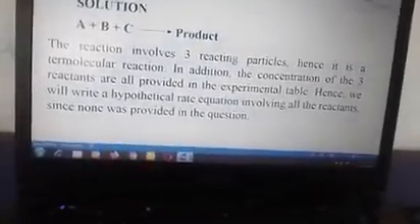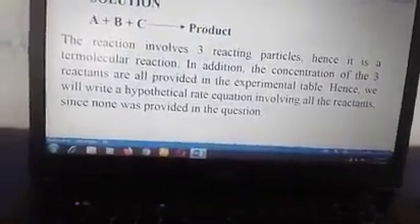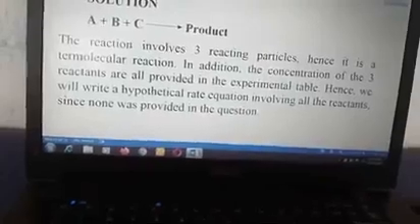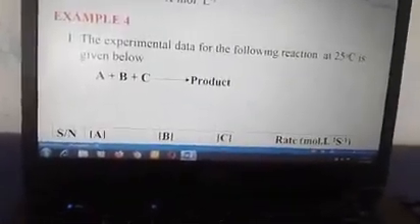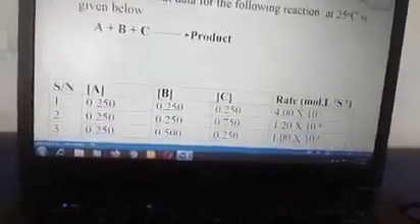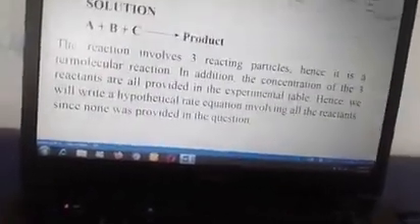Rate equation involving all the reactants, since none was provided in the equation. So what we're saying is that we look at the equation, and the hypothetical rate equation was not given to us. So we're going to formulate one. So how do we write it?